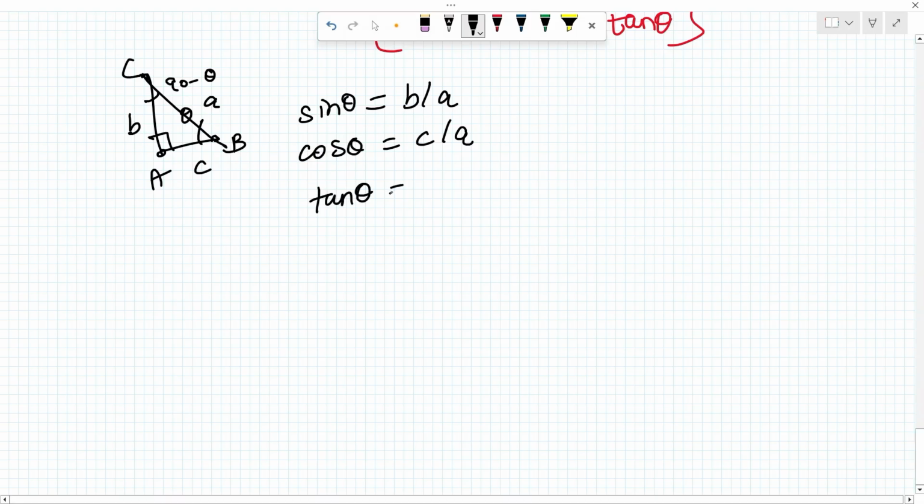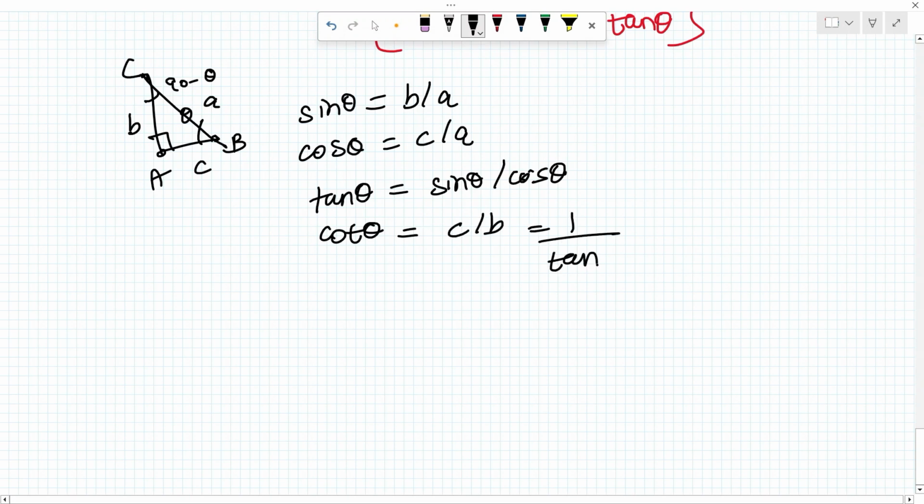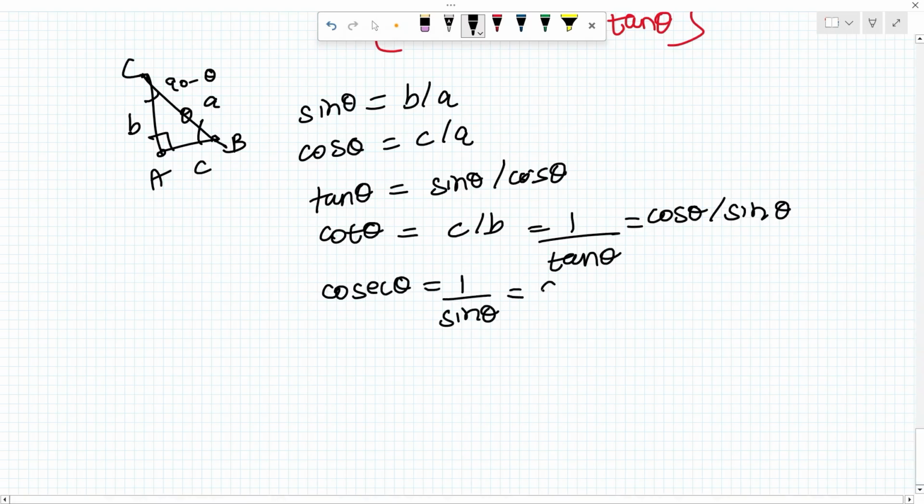Tan theta, we just derived that this is nothing but sine theta divided by cos theta. Then we define something as cot theta, which in the diagram is C by B. It is 1 upon tan theta, and it is nothing but cos theta divided by sine theta. Then the reciprocal of sine theta is cosec theta, which is 1 divided by sine theta. In the diagram it's just A by B. And last, sec theta, which is just 1 by cos theta, which in the diagram is just A by C.